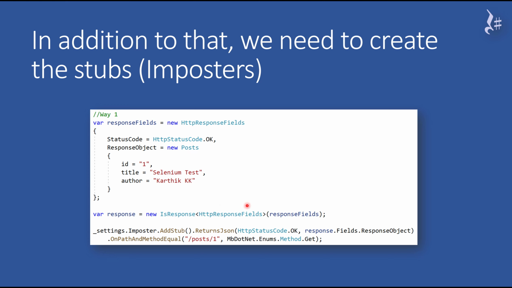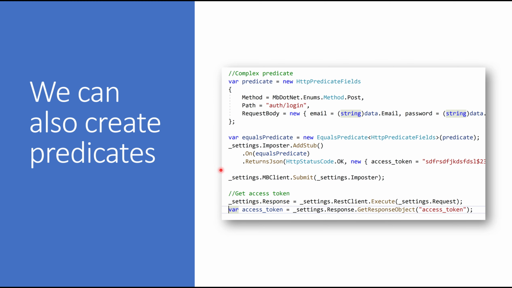So this is one way of doing it, and there are many different ways of achieving this particular kind of imposters, but we'll be discussing a couple of them in our upcoming discussions. So we can also create a predicate, something like this.